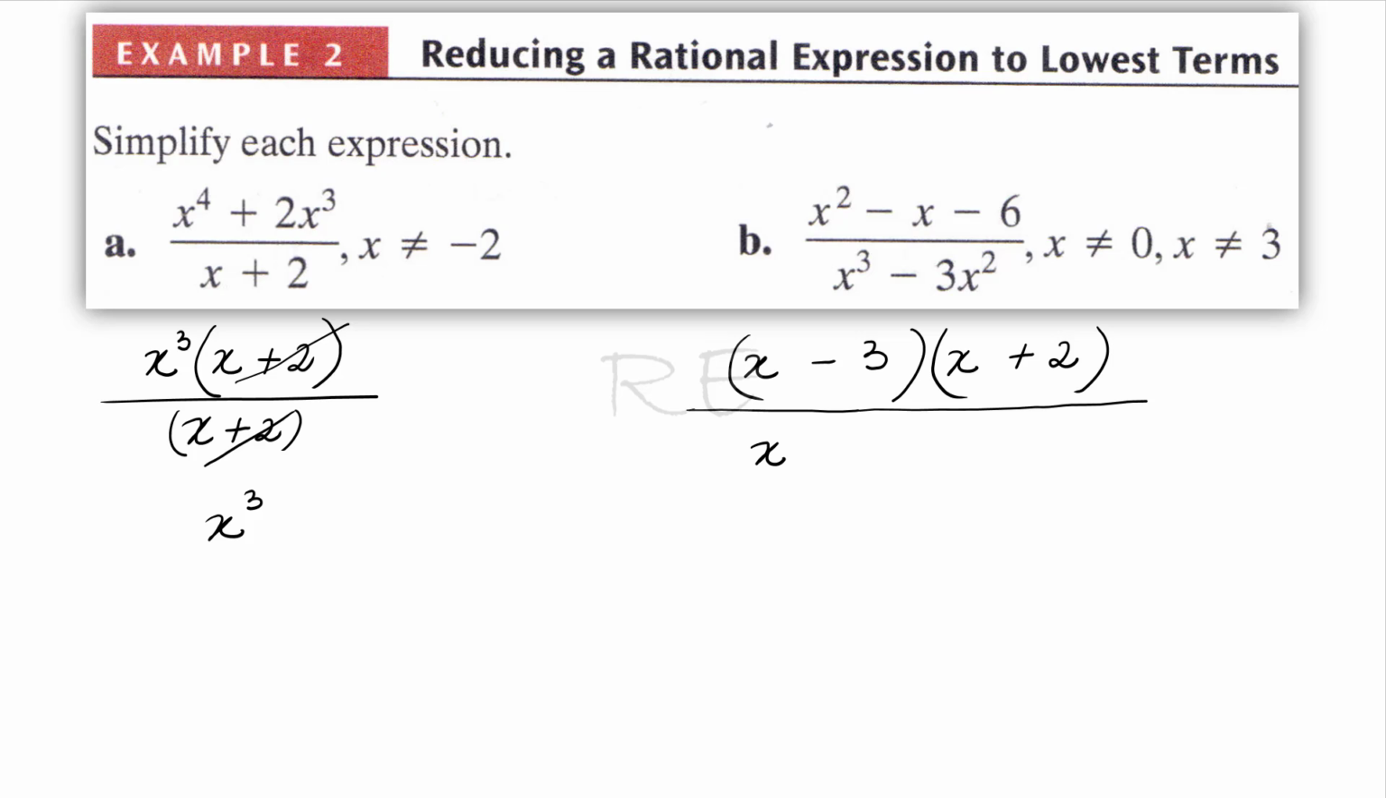X squared is the greatest common factor between x cubed and 3x squared. And we are left with x minus 3. X minus 3 over x minus 3 is 1. We can cross them out. And our final answer is x plus 2 over x squared.